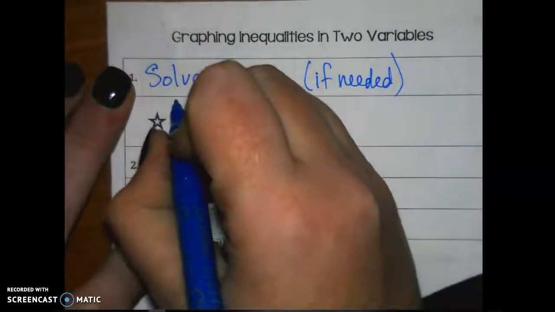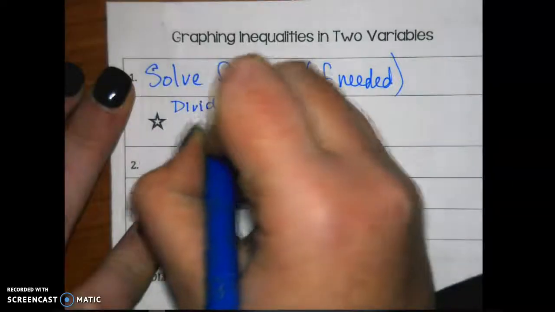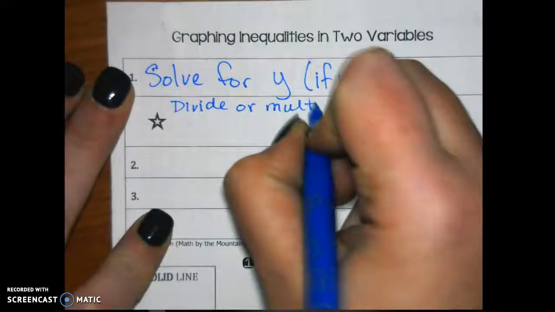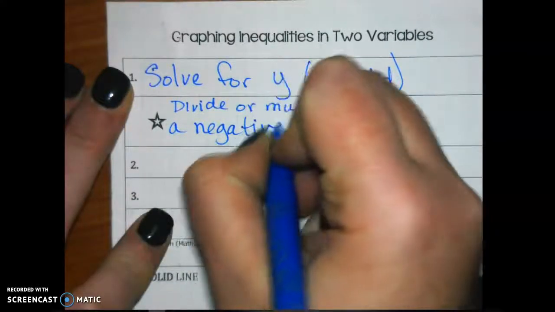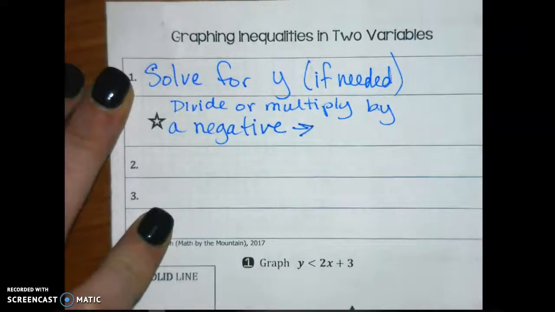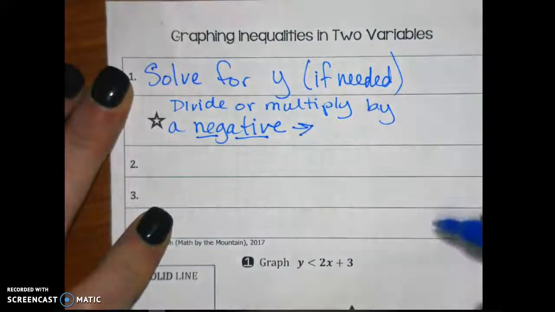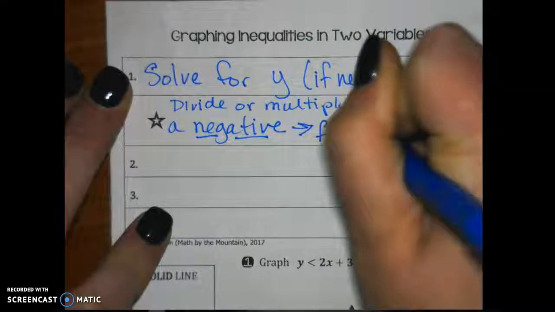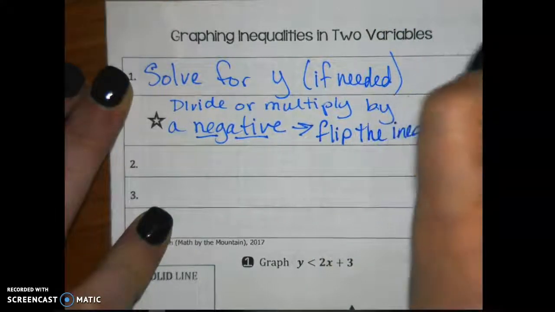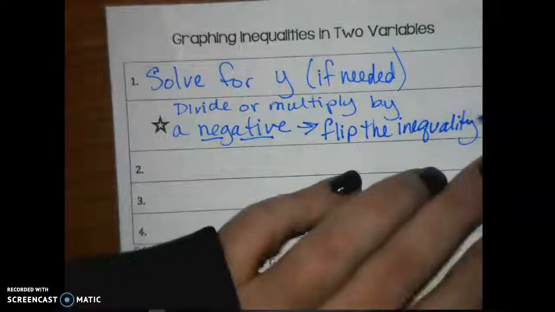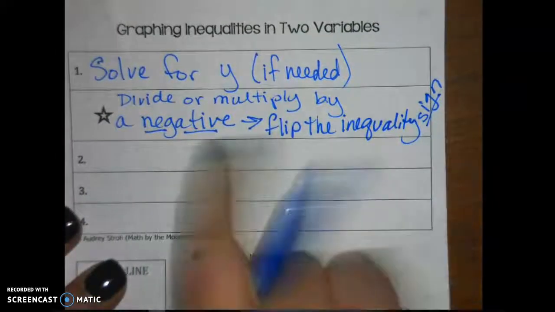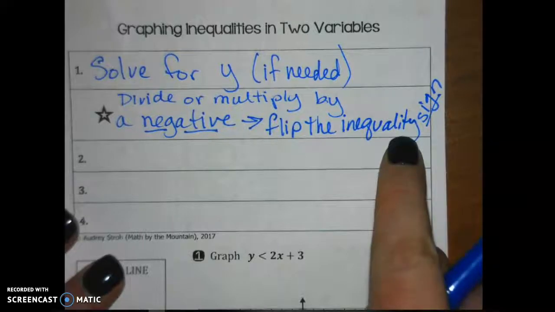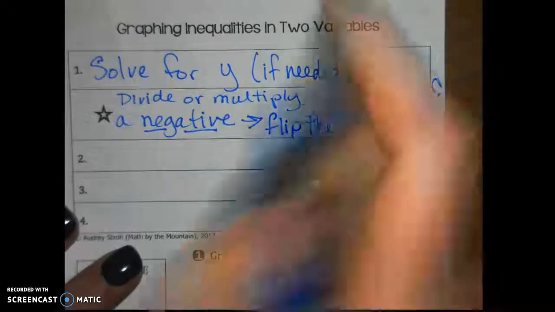If you divide or multiply by a negative, you absolutely must flip the inequality sign. Okay, you have to make sure you're flipping it if you're multiplying or dividing by a negative. All right. So you solve for y.